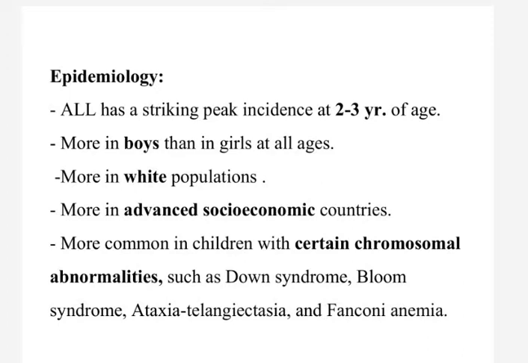Epidemiology. ALL has a striking peak incidence at 2 to 3 years of age. More in boys than in girls. More in white population. More in advanced socioeconomic status. More common in children with certain chromosomal abnormalities such as Down syndrome, Bloom syndrome, ataxia telangiectasia, and Fanconi anemia.